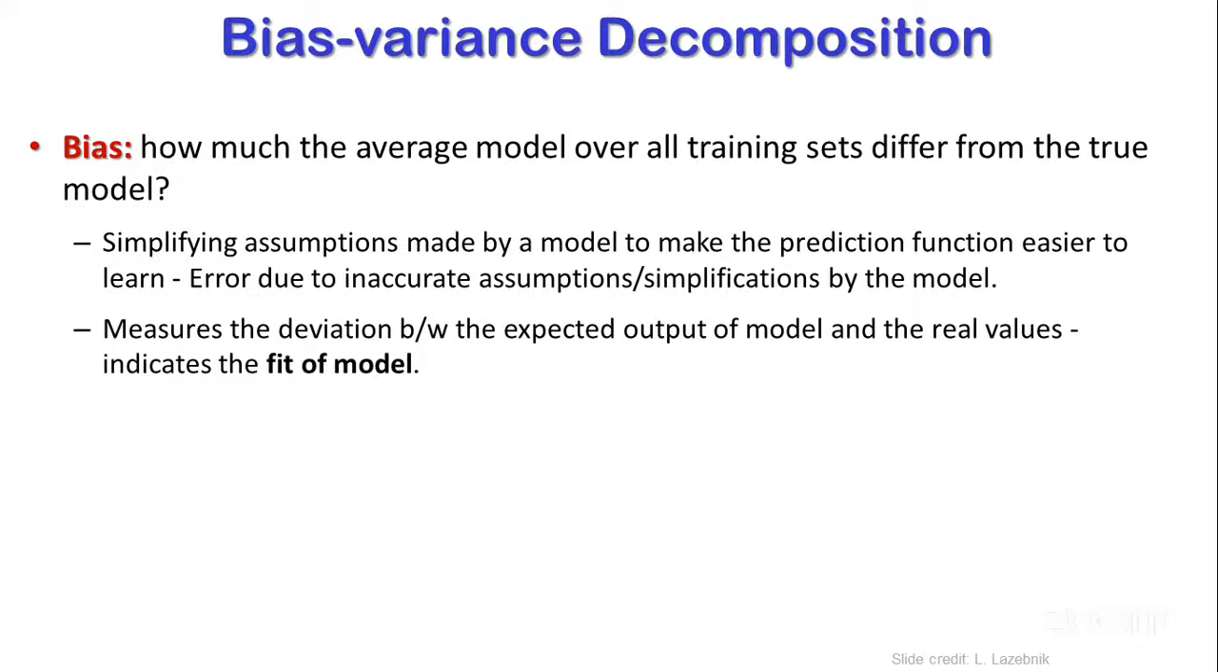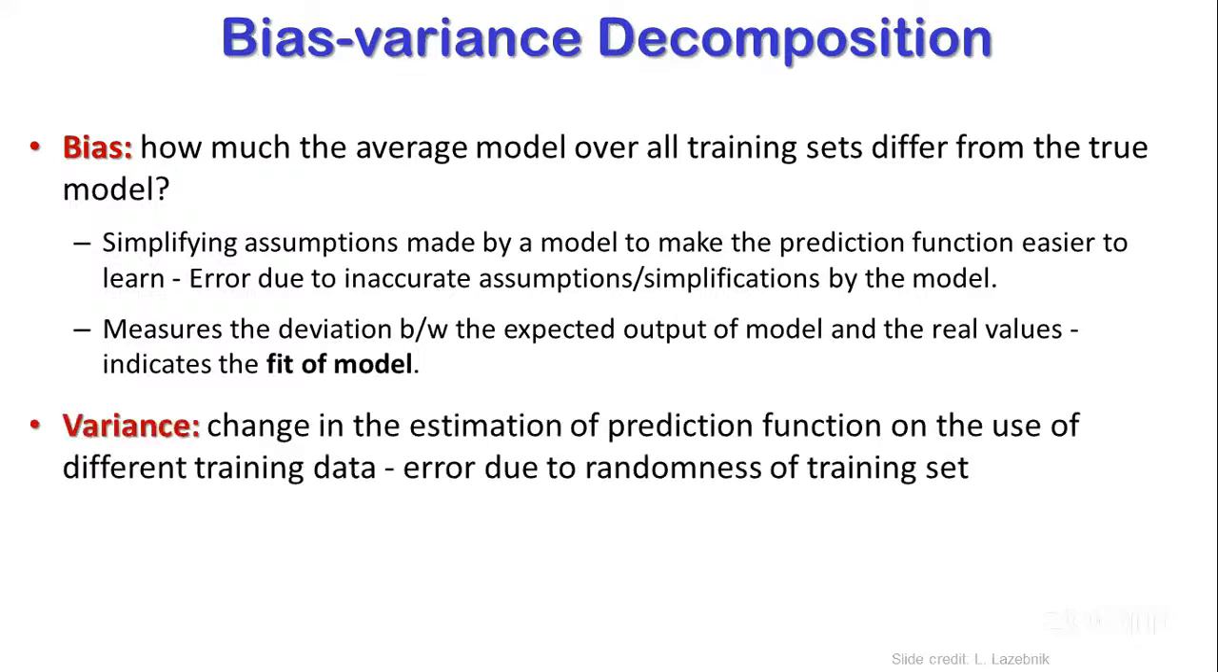So always remember that if you are making simplified assumptions, obviously the prediction function will be easier to learn, but it is going to give you more error, because you are making too simplified assumptions which do not accurately represent your real world scenario. So obviously the result will not be as per the scenario. So here we can say that bias measures the deviation between the expected output of the model and the real value. So it tells you how well your model fits.